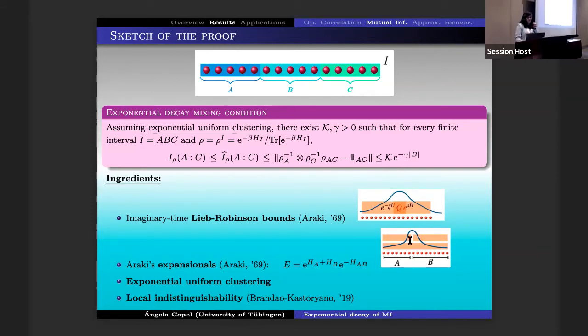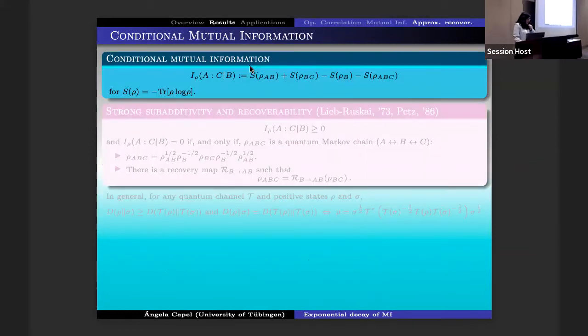And apart from that, we need to use also exponential uniform clustering. This is why we had to prove it at the beginning. And we also need to use local indistinguishability, which is also due to Brandao and Cubitt from 2019. This just essentially tells you that if you consider a Gibbs state in ABC and take its marginal in A, it's essentially almost indistinguishable from considering a Gibbs state in A and B and taking its marginal in A.